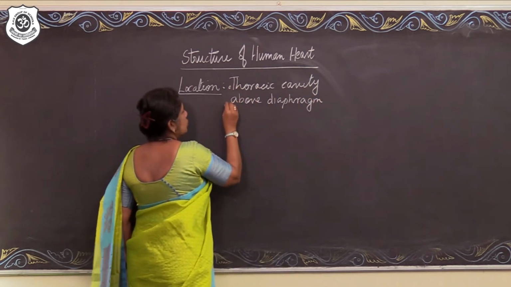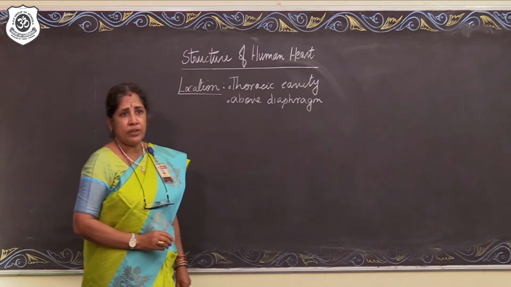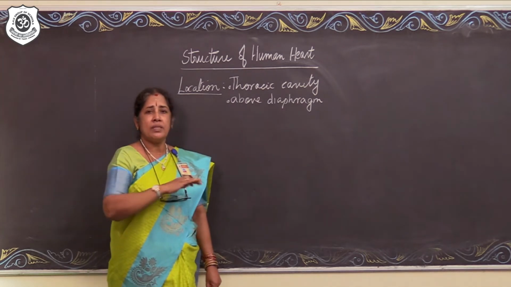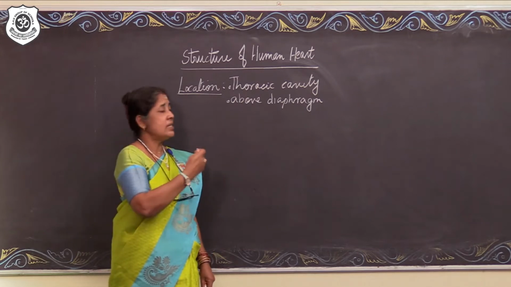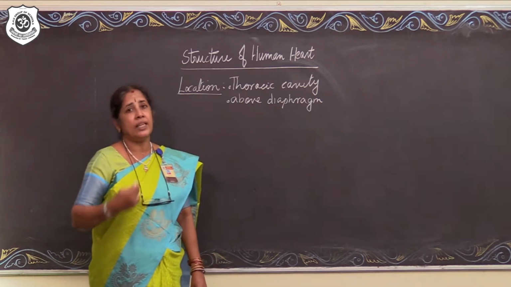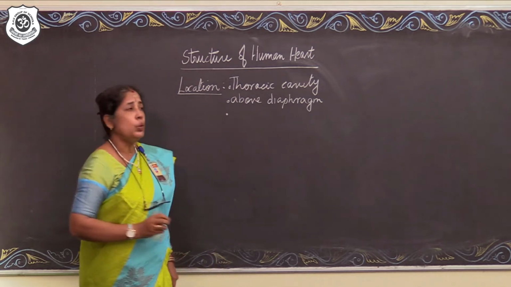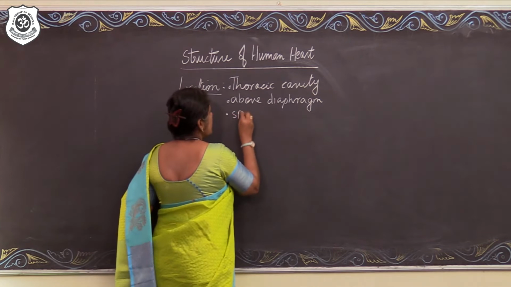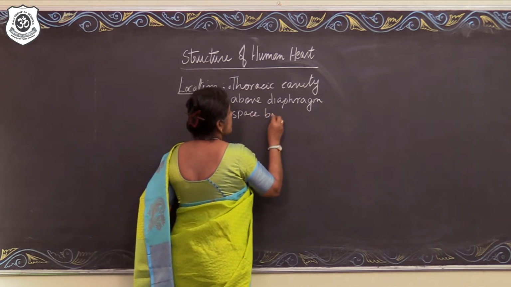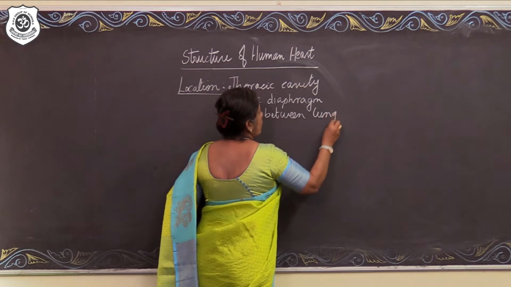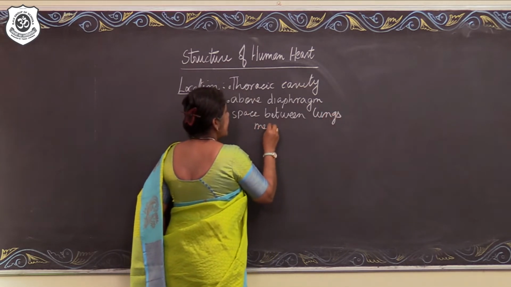It is located in the thoracic cavity above the diaphragm that separates the thorax and the abdomen. We all know that the diaphragm is a muscular sheath that separates the thorax and the abdomen. And it is located in between the two lungs, the space between the two lungs, which is called as mediastinum.